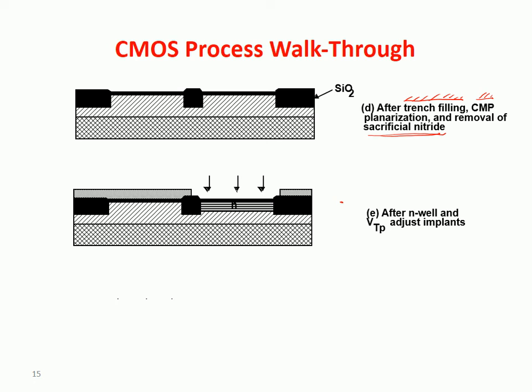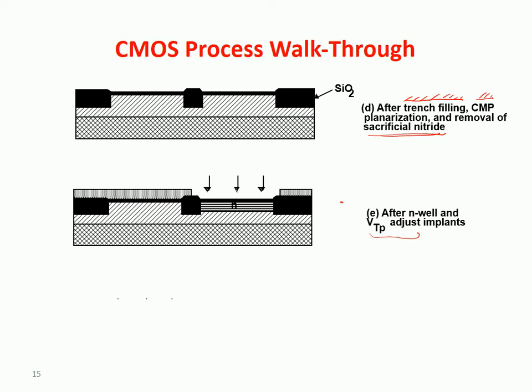Then once we have these two regions, we can define the N-well and the VTP adjust implant. This is something that I didn't mention. Typically, we need an additional implantation to finely tune the value of the threshold voltage of the PMOSFET. So in this region, we want to fabricate the PMOSFET. We first implant the N-well, and then we make a slight implant in order to adjust the doping, in order to adjust the value of the threshold voltage.